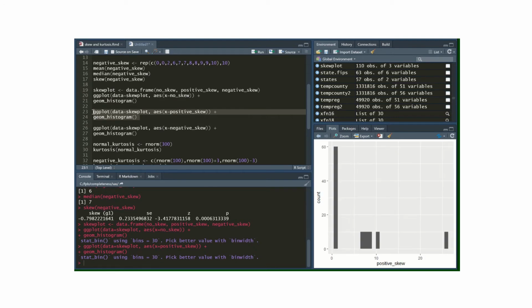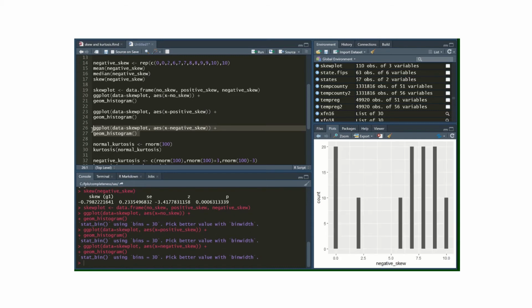If we plot the positive skew, lines 23 and 24, we see that there's a small number of large values and a large number of small values, and that leads to our positive skew. And similarly, negative skew should look like the flip side of this, and it's not as extreme. Remember, we said it was a milder degree of skew, and so we have a small number of low values and a larger number of high values, but not as extreme as the second example.